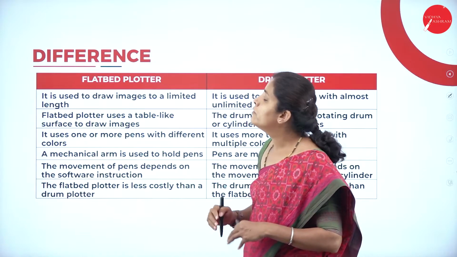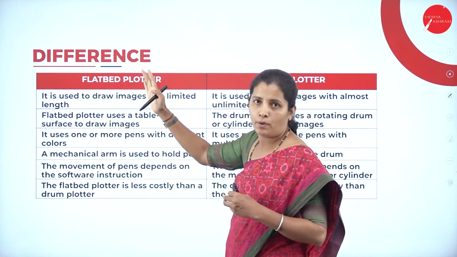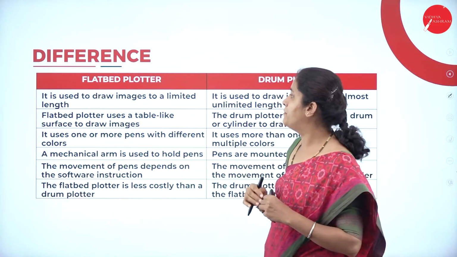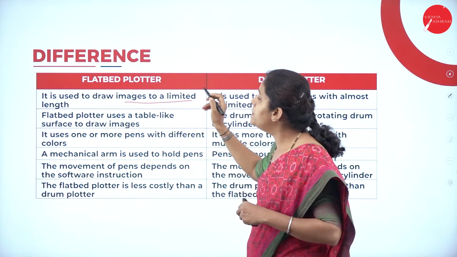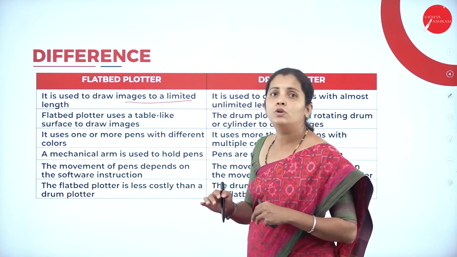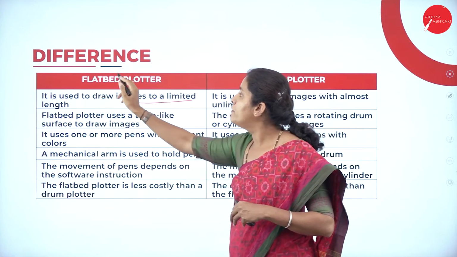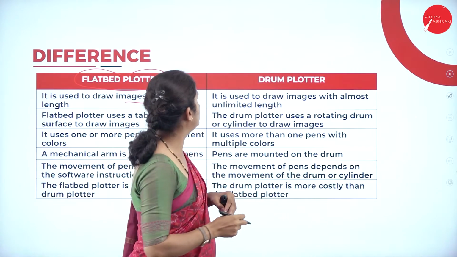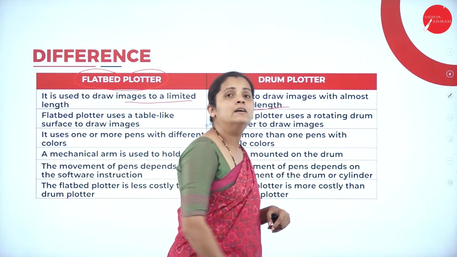Moving forward, we are going to look at the difference between a flatbed plotter and a drum plotter. What is the first difference? A flatbed plotter is mainly used to draw images of limited length. As we know, we can draw graphics only up to the surface of the flatbed plotter, whereas in a drum plotter, we can draw images of unlimited length.